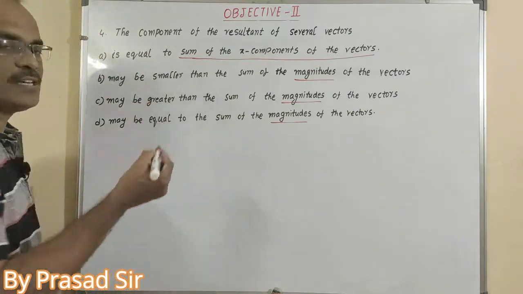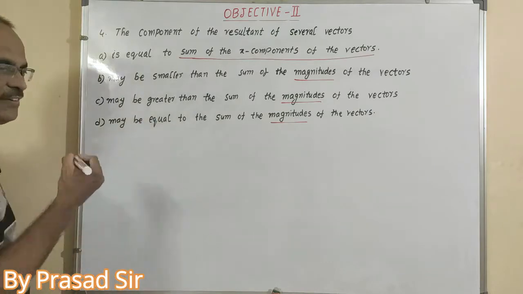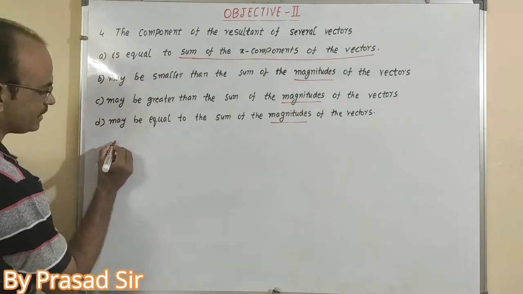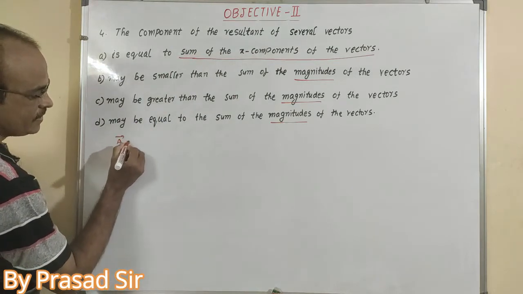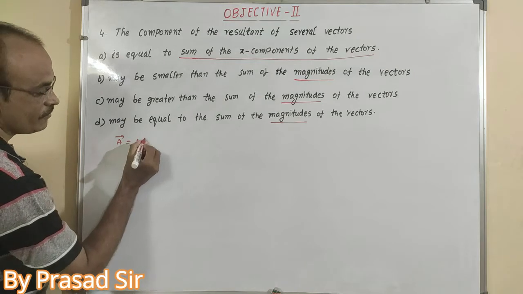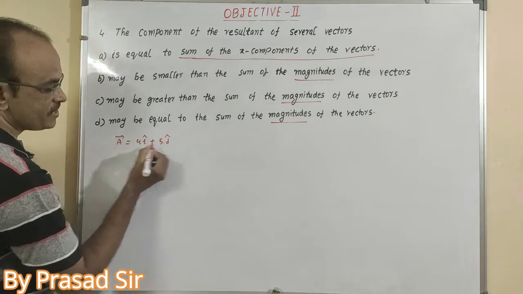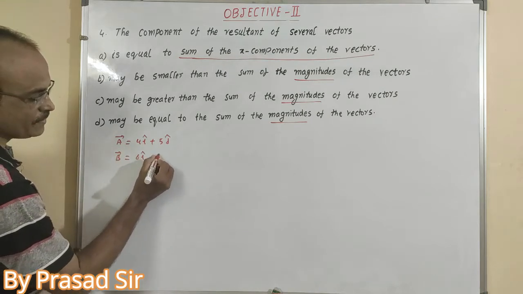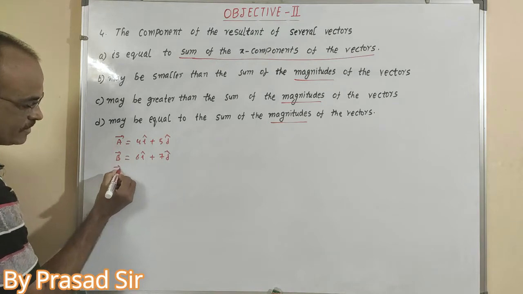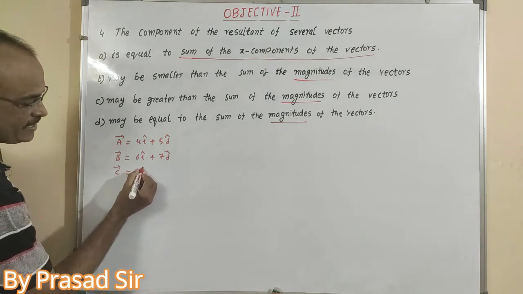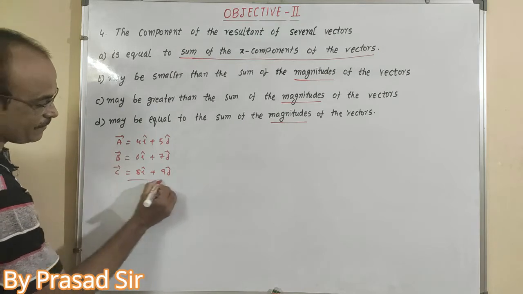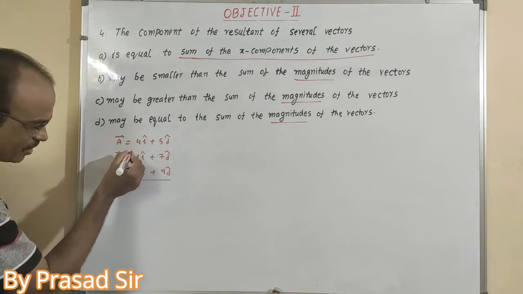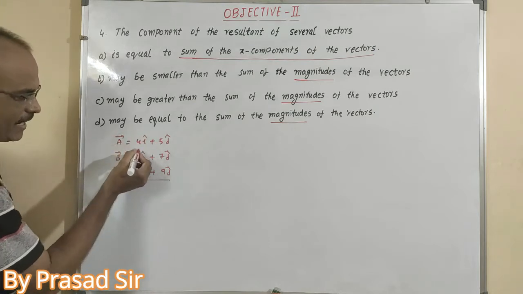Now, how to answer this one? First of all, these are multi-answer questions. I will take three vectors for the components of the resultant of several vectors. Let us consider A vector is equal to 4i cap plus 5j cap. B vector is equal to 6i cap plus 7j cap. C vector is equal to 8i cap plus 9j cap. Add all those. Then what happens here? Only x components I am adding here.